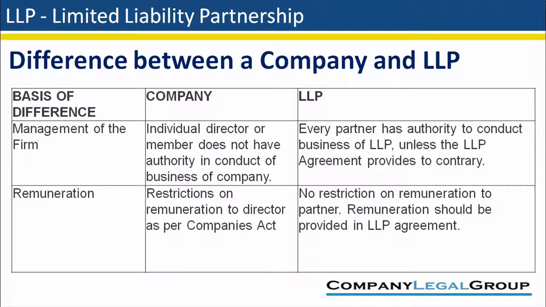Management of the firm. Company: an individual director or member does not have authority in conduct of the business of the company. LLP: every partner has authority to conduct the business of the LLP unless the LLP agreement provides to the contrary. Remuneration. Company: restrictions on remuneration to directors as per the Companies Act. LLP: no restriction on remuneration to partners. Remuneration should be provided in the LLP agreement.